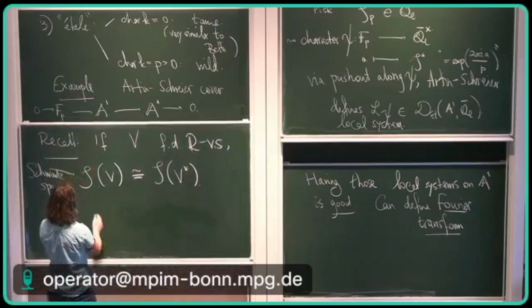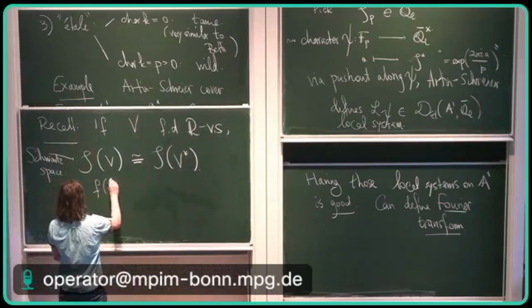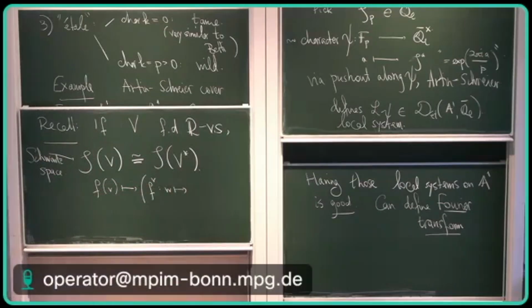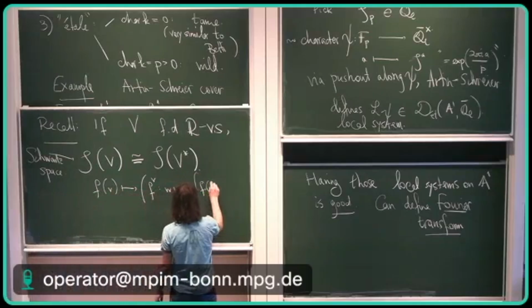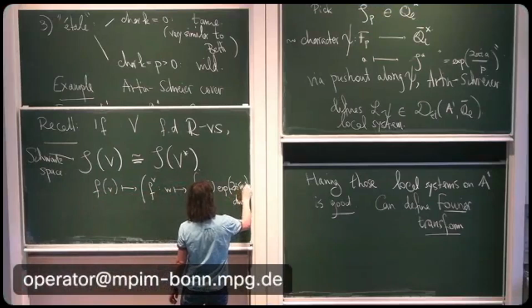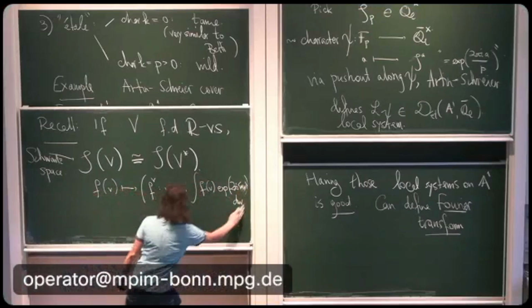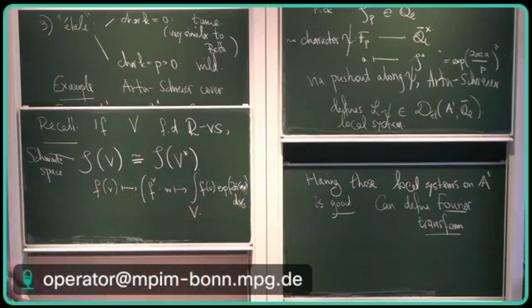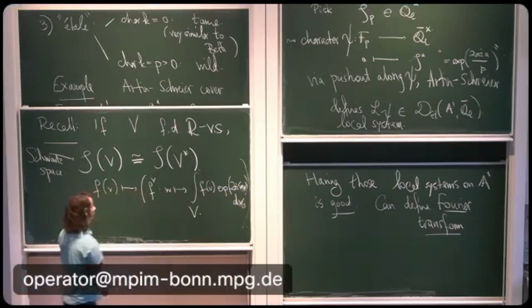Defined so that the Fourier transform takes any f, I don't know what I want to call this, to the integral of f of v times e to the 2 pi i times the pairing of v and w, dv. Just the usual Fourier transform is an isomorphism.